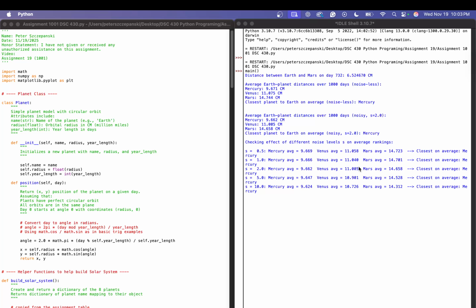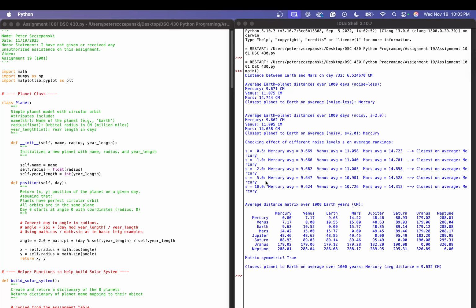Okay, so as soon as we get out of this, it checks the different effects based on the level of S, as you can see here. And then it computes the 8x8 matrix I was told to do, the average distance in Earth years of every planet with each other. As you can see here, it has zeros going across because Neptune and Neptune, obviously, is going to stay at 0. And then it's symmetric, true, which means that 288, 288. Then the closest planet to Earth on average over 1,000 years is Mercury, so this just goes to show you that. Okay, so now we'll go ahead and answer the questions.